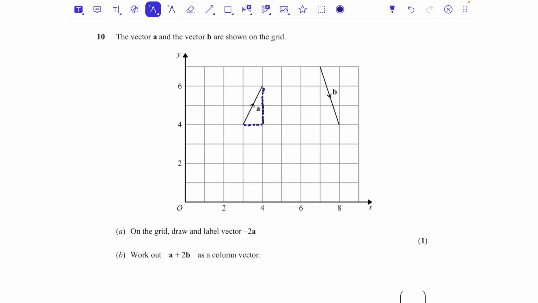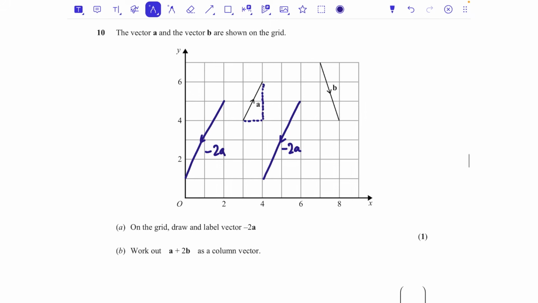So if I want to do 2a, I would have to double that instruction and go twice as far, but in the same direction. So I'd be going 2 across and 4 up, and that would be the vector 2a. However, they're asking you to do minus 2a, and that means you need to go in the opposite direction as well. So minus 2a, instead of going 2 right and 4 up, is going to go 2 left and 4 down. It's going to be the same, but going in the opposite direction. That is minus 2a. You can draw it any way you like. You could have drawn it over here. As long as it is going 2 left and 4 down, that would be absolutely fine.